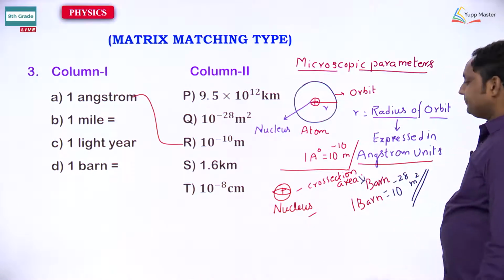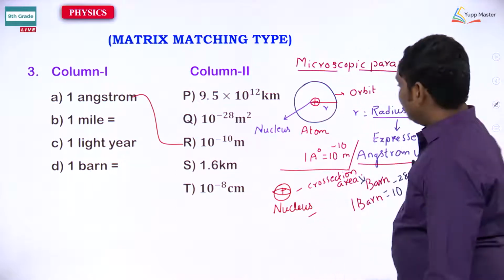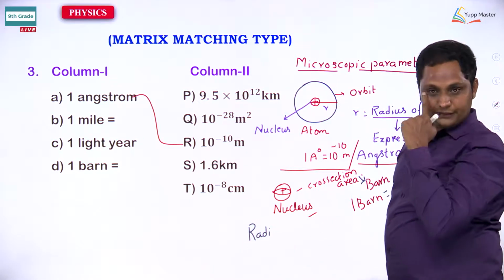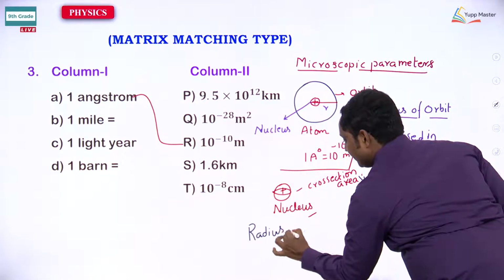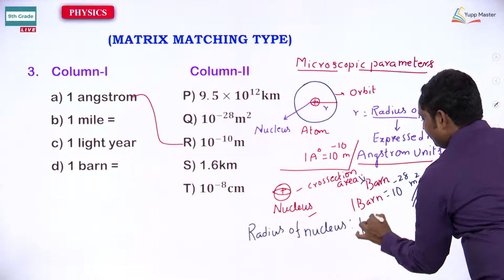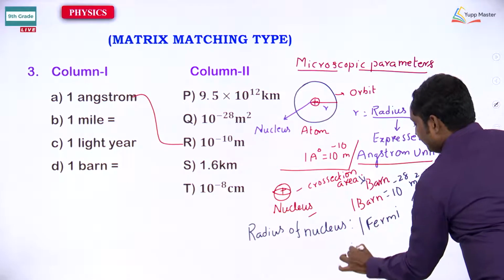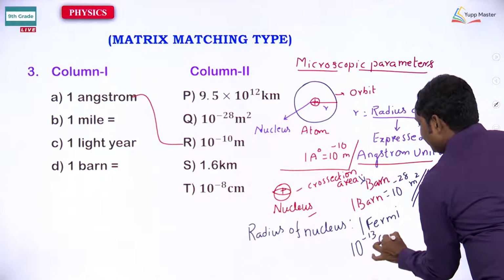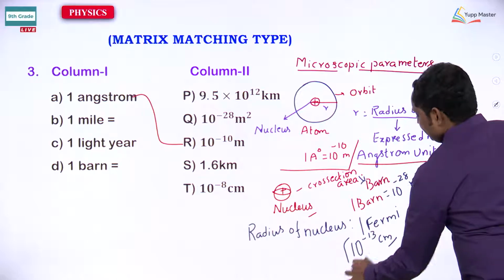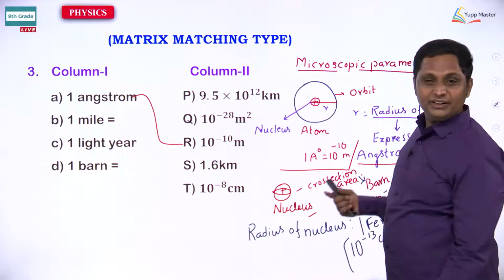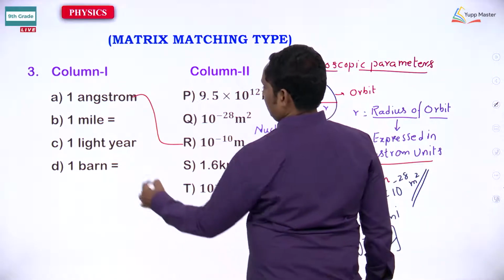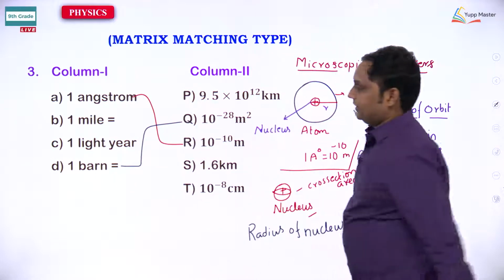Apart from that, you have the radius of the nucleus, which is going to be 1 Fermi, that is 10 to the power of minus 13 centimeter. It is additional information you need to know. Already we have discussed that, it is very clear.